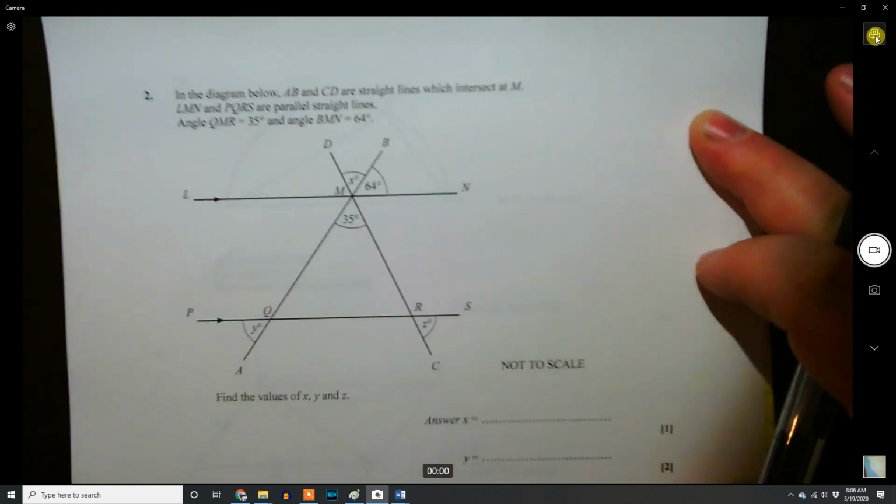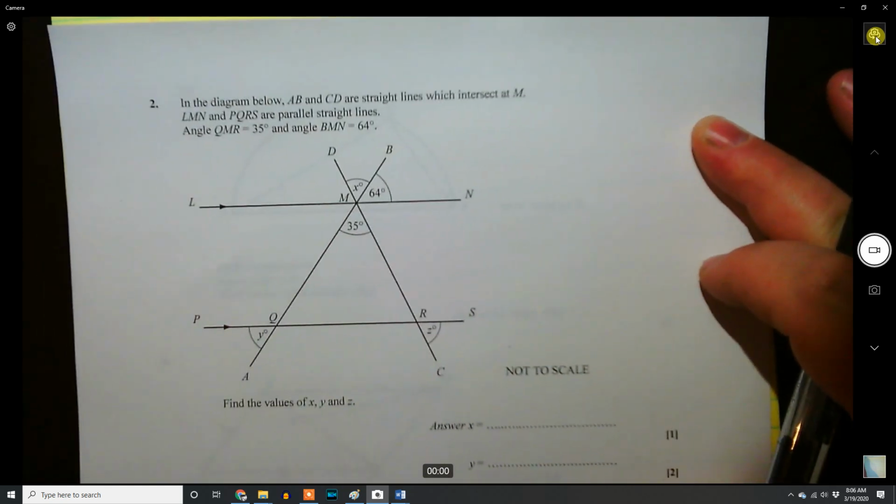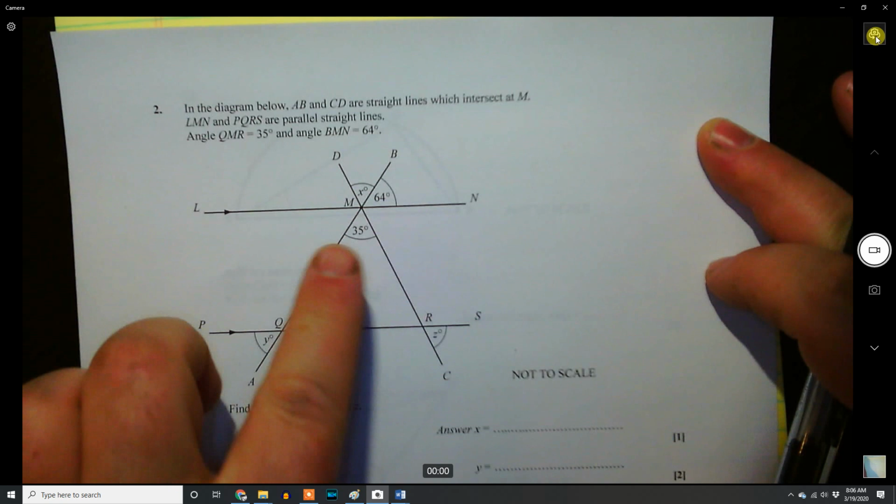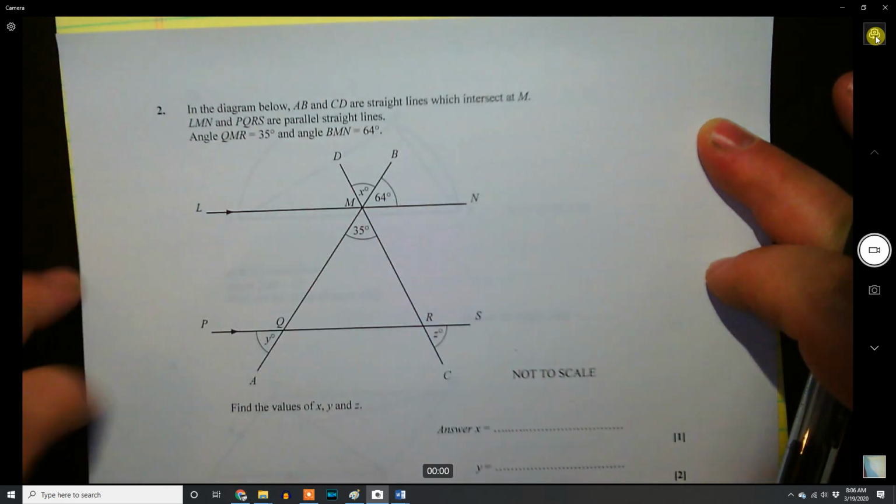I don't know why this document camera is very well focused on one side. Like over here it's pretty well focused. Over there it's not. Oh well.